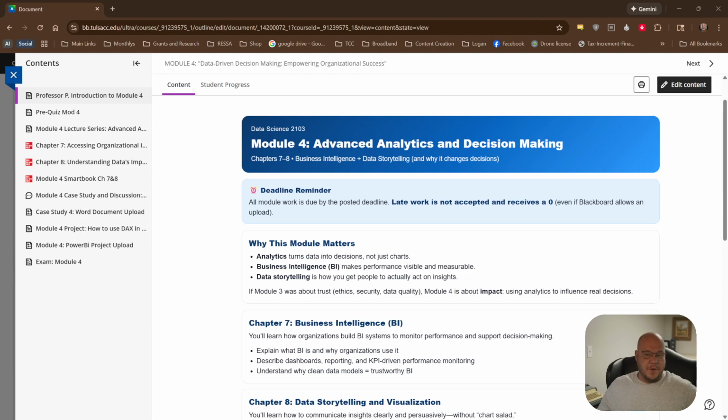Now this module also focuses on data storytelling, because insight doesn't matter if you can't communicate it. A dashboard with 14 visuals doesn't mean anything if nobody understands what actions to take. And we'll touch on blockchain, not as hype, but as a way to think about trust, transparency, and decentralized data systems.